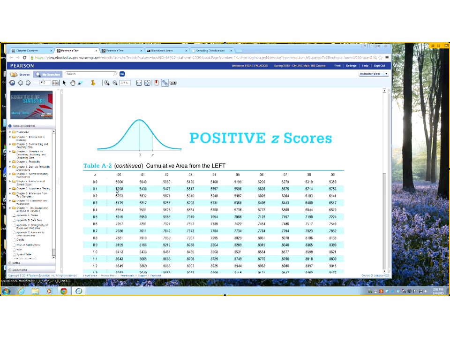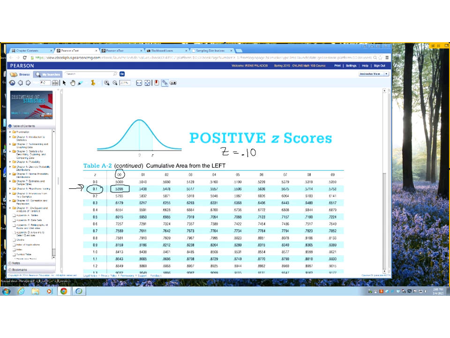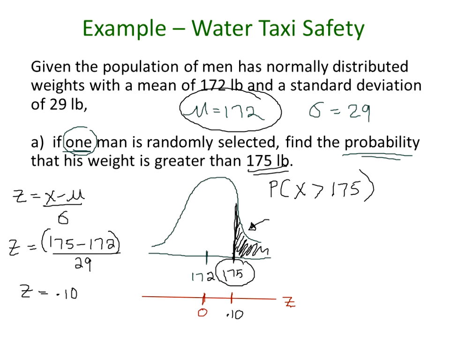So for 0.10, it's 0.5398. I am pointing to the area. Now that's an area, but remember it's always the area to the left of the z-score you were looking up. And I don't think that's what we wanted. I needed the area to the right, not the area to the left. But the way the table works is when you look up a z-score, you're always going to get the area to the left. So that was 0.5398, but that's not our answer in this case.